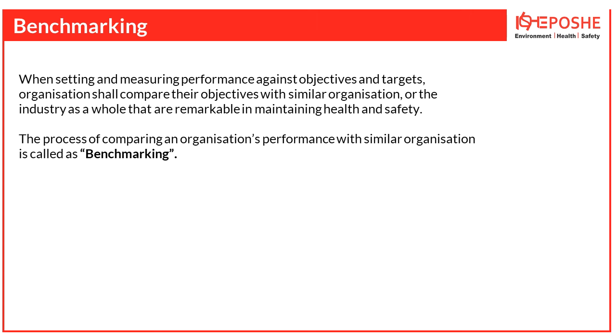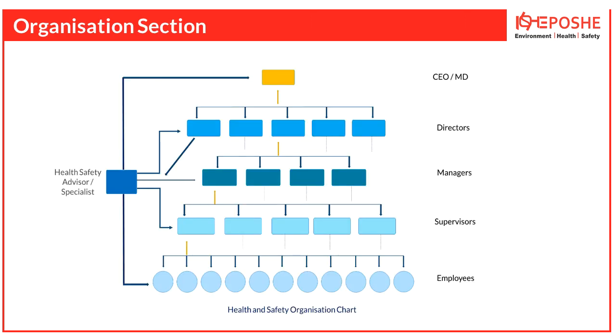Benchmarking. Comparing your organization with similar organizations to identify the weaknesses in our system. To compare what best practices are adopted by the other organizations to reduce accidents as well as to improve performance. Benchmarking helps to identify the key performance indicators so that the best practices can be developed and implemented in our organization. Organization section.